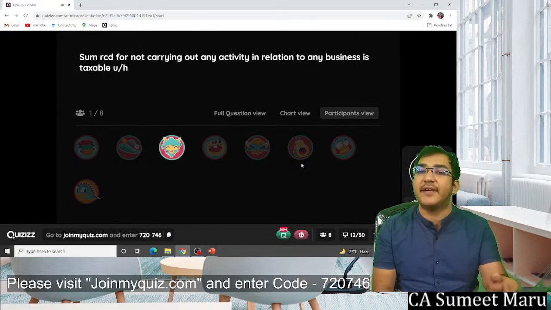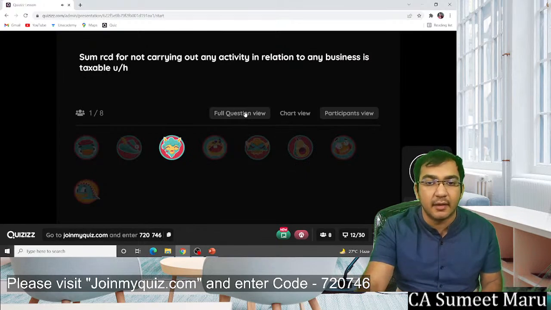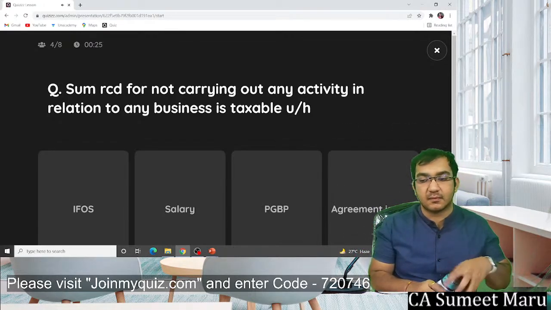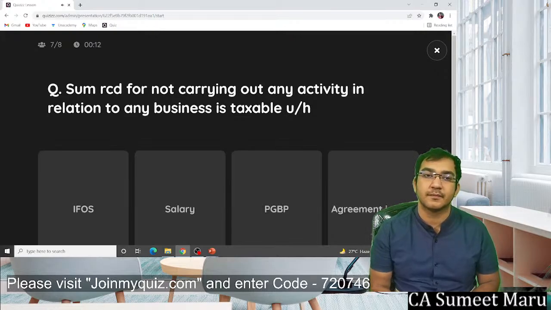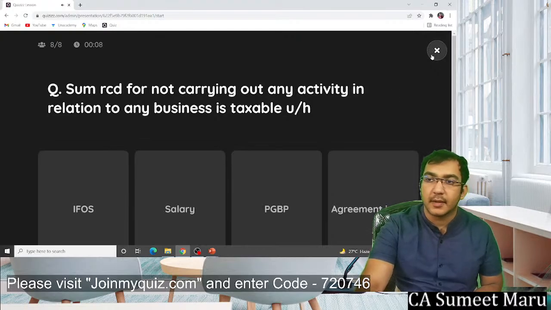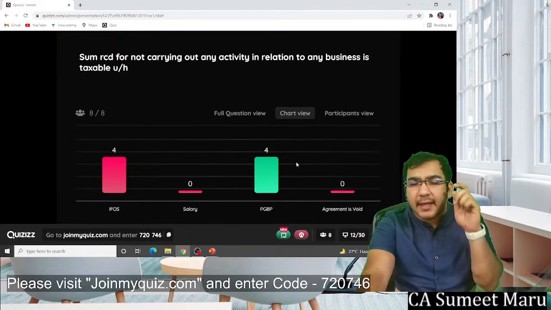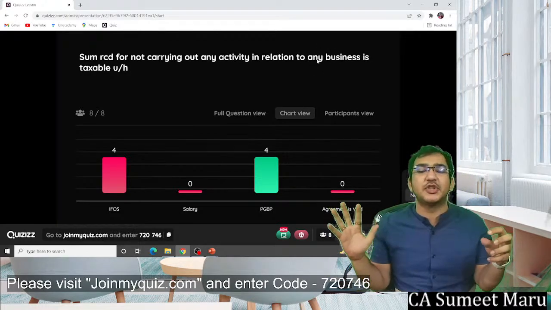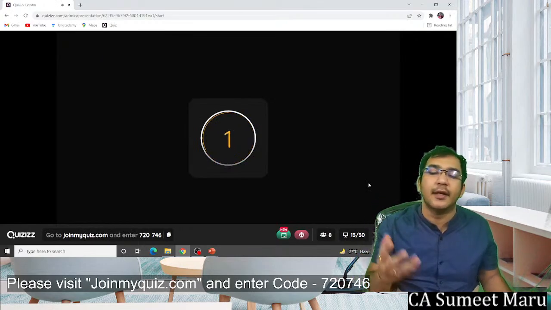Sum received for not carrying out any activity in relation to any business is taxable under the dash dash head. For not carrying out any activity, कुछ activity नहीं करने के लिए आपने कुछ पैसा दिया है, that is taxable under which head? PGBP. Guys, see, कुछ नहीं करने के लिए पैसा मिला, that is also part of business. In relation to any business, see, please read the question very nicely. The question itself will suggest you the answer. Don't get confused. So as it is in relation to business, it is obviously the first priority head going to PGBP.